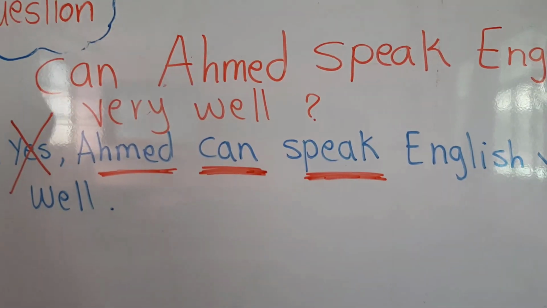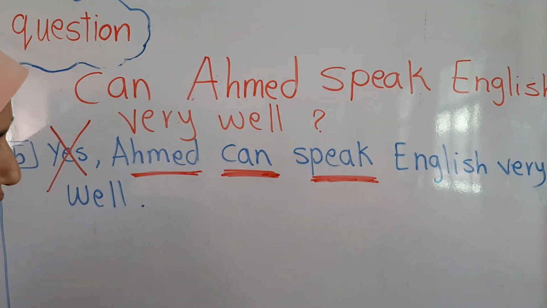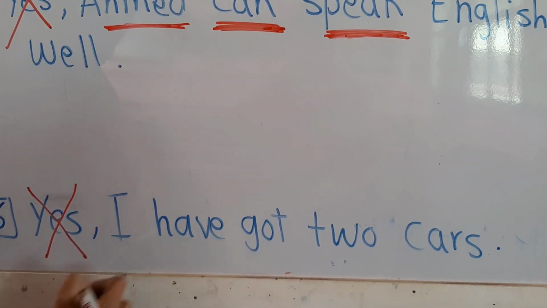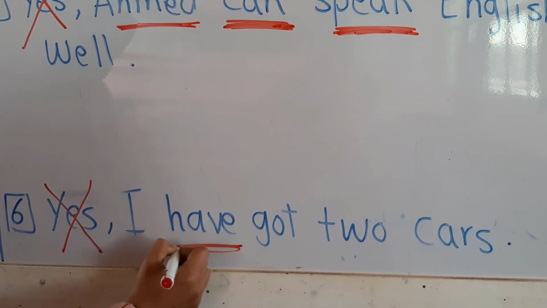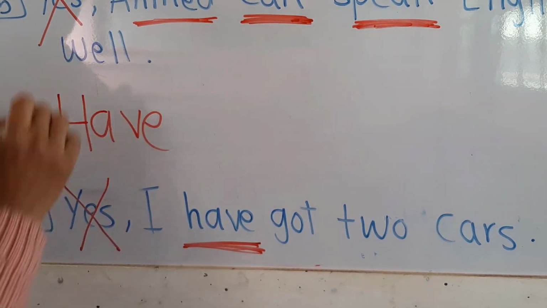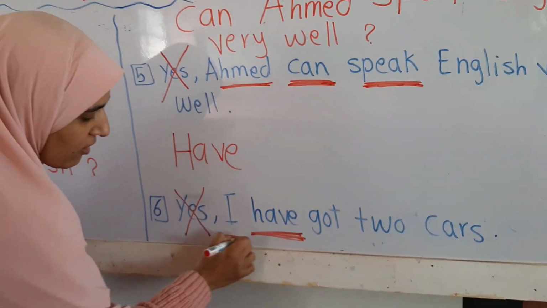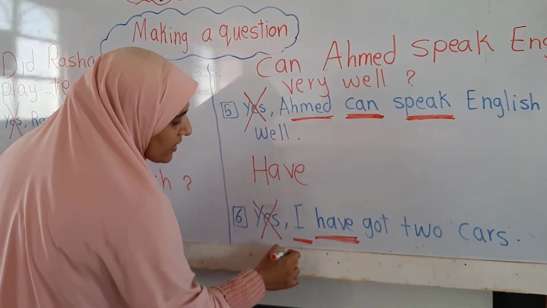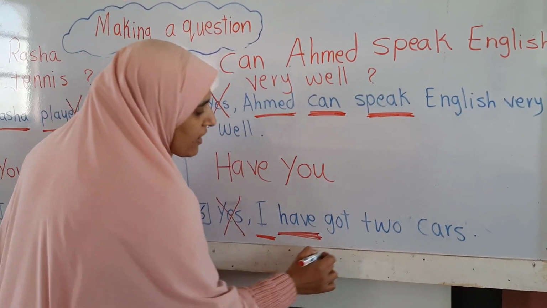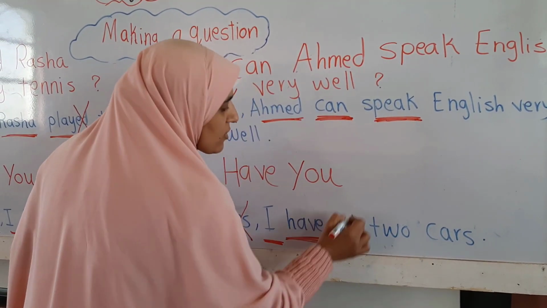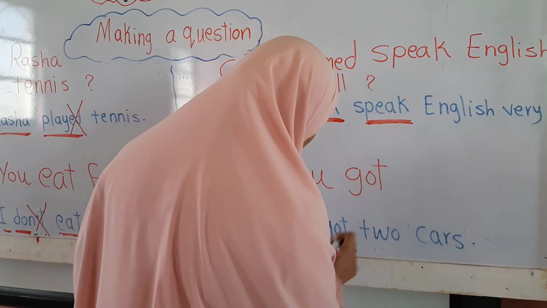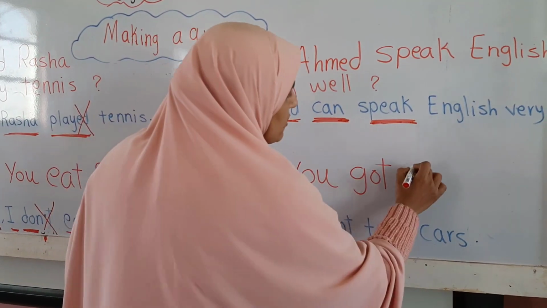The last example, yes, I have got 2 cars. I omit the word yes, and then I write the auxiliary verb. The auxiliary verb here is have. And the subject here is I. Don't forget that I is turned into you. Have you. Then I write the main verb. The main verb here is got. Then I write the rest of the sentence. Have you got 2 cars?